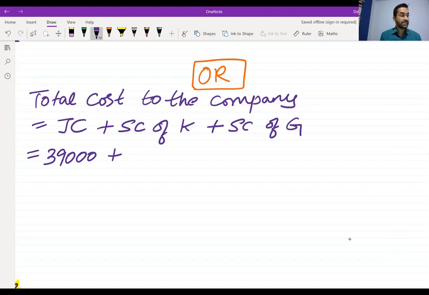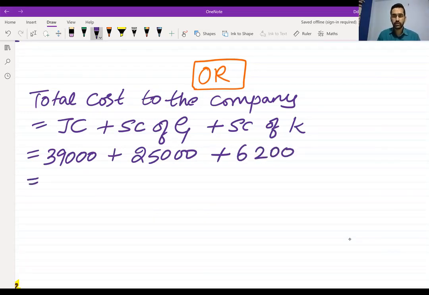Right. How much is separate cost of, sorry, I'll just change this. This should be first G and then K. Don't get confused. Let's go as per the question. Then separate cost of G is 25,000. Right. Then separate cost of K is 6,200. Correct. Just add these: 39,000 plus 25,000 plus 6,200, 70,200. Right. This is one side.